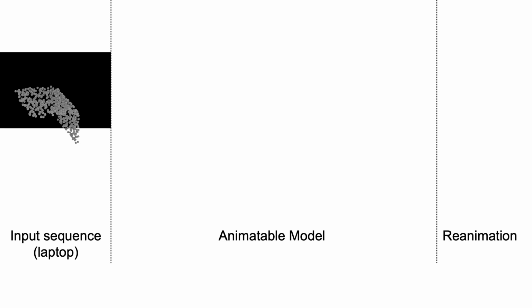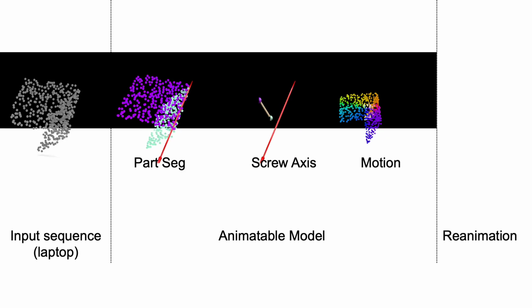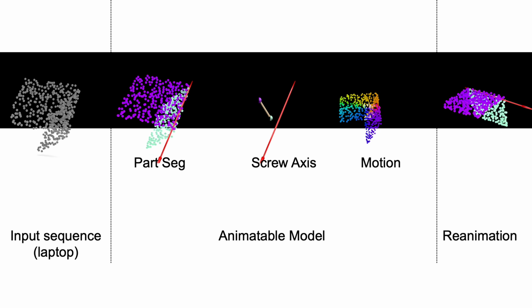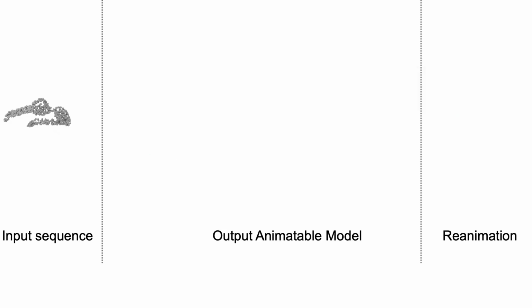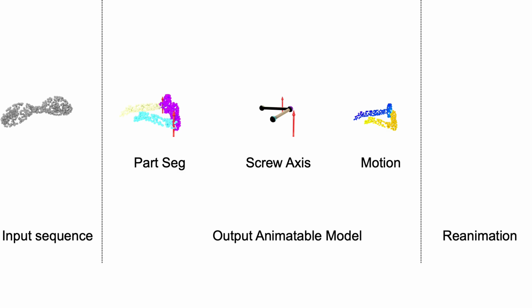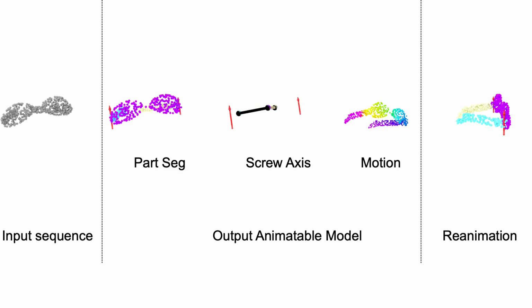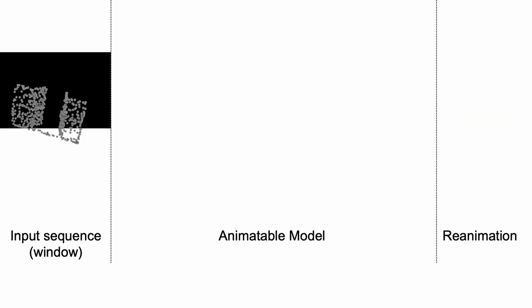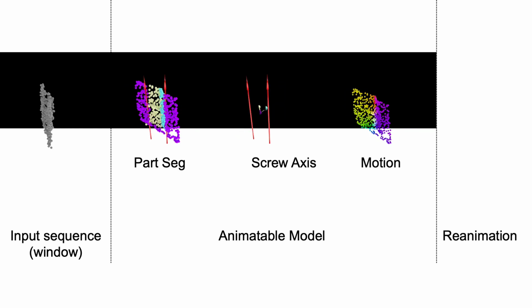Then we show results on daily articulated objects. For each object, we show the input sequence on the left, the animatable model in the middle, and reanimation results on the right. The input sequence is not aligned, thus all frames have different global poses. The inferred one-DoF joints are shown in red, and reanimation results have 4 time steps.